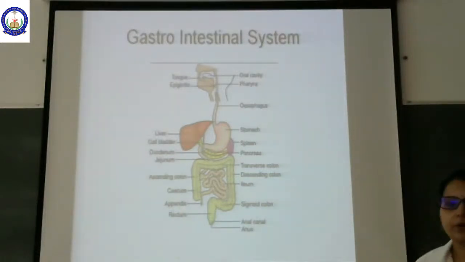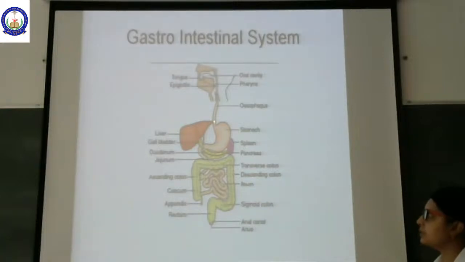Along with these structures, we have the liver. The liver also plays a very important role, along with the gallbladder. Then comes the pancreas, and this is the spleen, which is present behind the stomach.